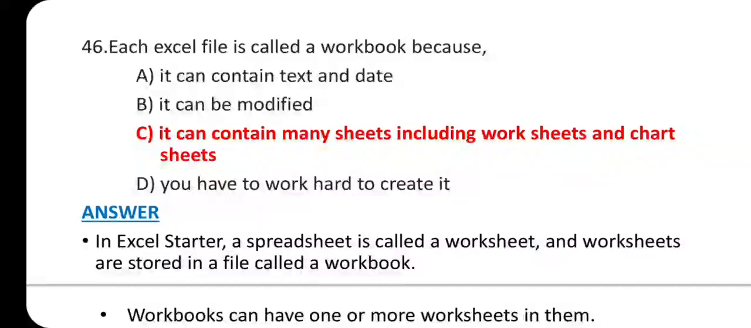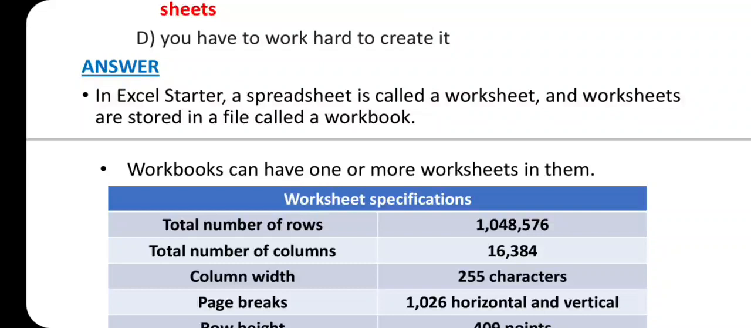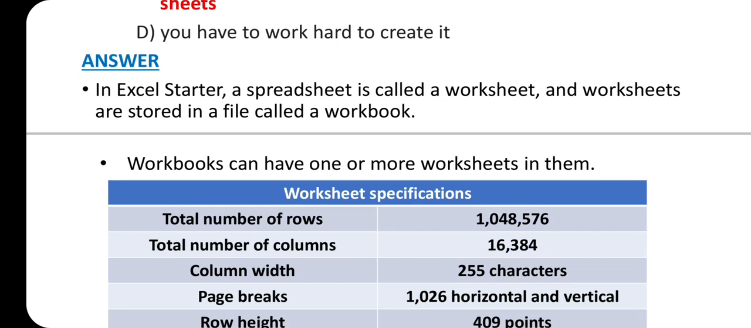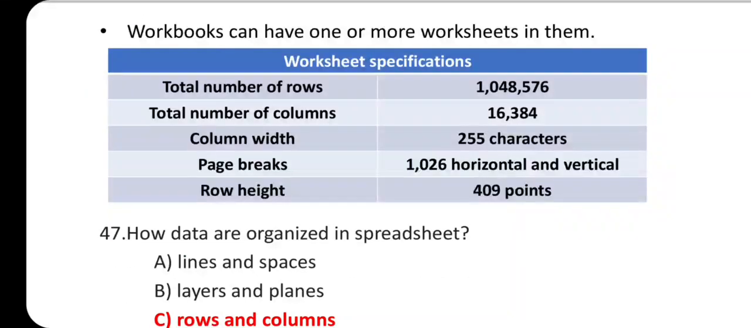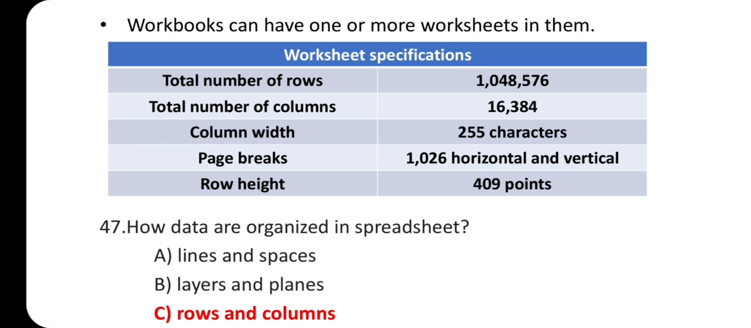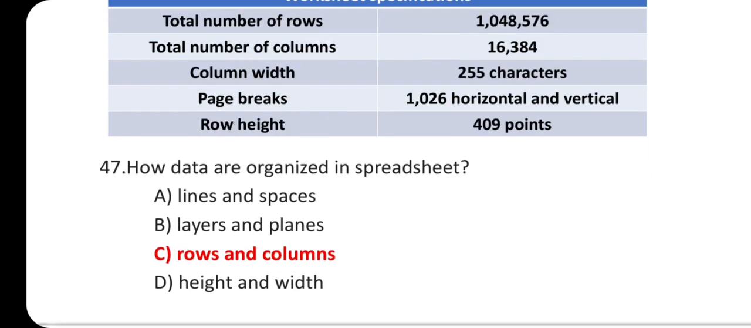46. Each Excel file is called a workbook because, answer is option C, it can contain many sheets including worksheets and chart sheets. In Excel Starter, a spreadsheet is called a worksheet and worksheets are stored in a file called a workbook. Workbooks can have one or more sheets in them. Worksheet specifications. This is additional information. Total number of rows in a worksheet is 1048576 and total number of columns is 16384, the column width of a worksheet is 255 characters, the page breaks is 1026 horizontal and vertical, and the row height is 409 points.